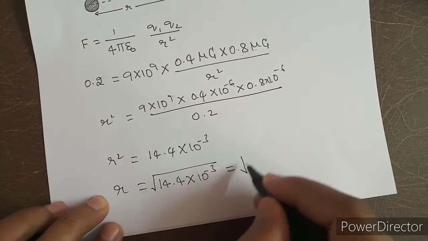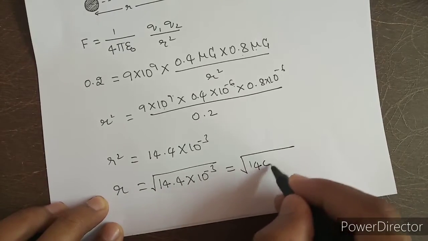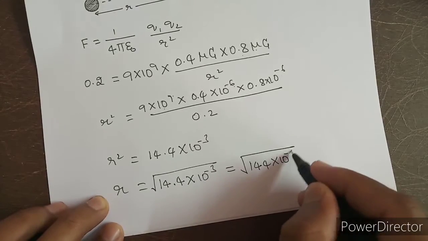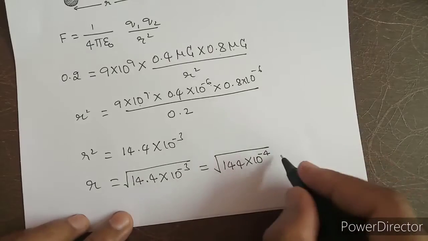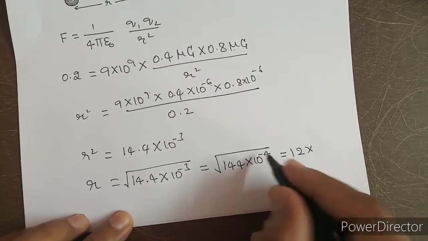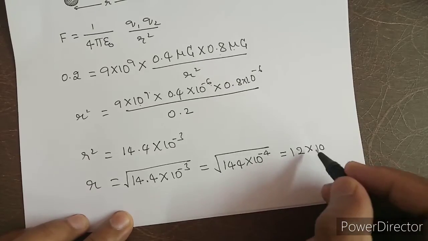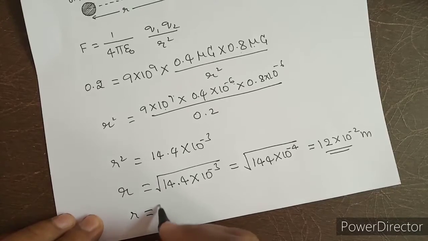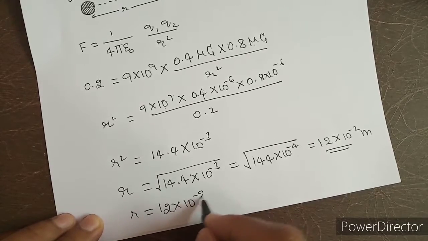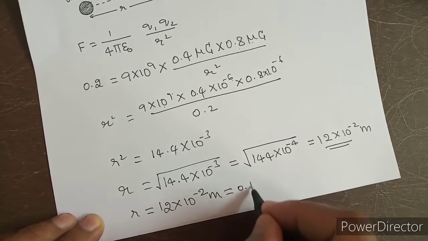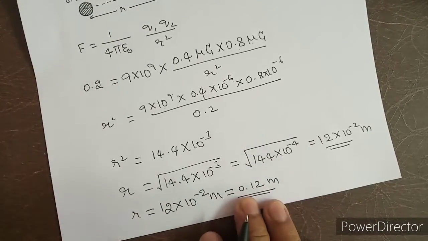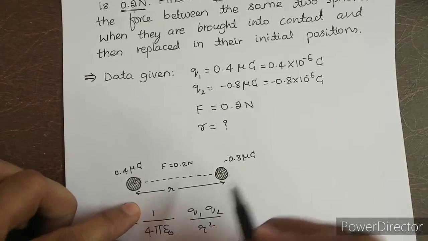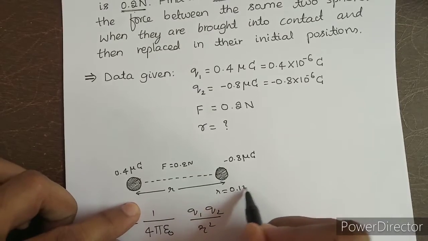Otherwise you can solve like this: square root of 144, shift this point to this side, you will get into 10 to the power minus 4. So we know the square root of 144 is 12, and the square root of 10 to the power minus 4 is 10 to the power minus 2. This will be in meter. So this is the r value. R is equal to 12 into 10 to the power minus 2 meter, or 0.12 meter. So this is the distance between these two charges. How much? 0.12 meter. Here the R value is equal to 0.12 meter.